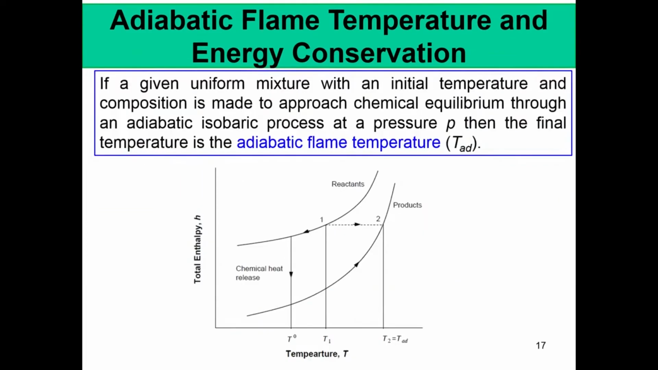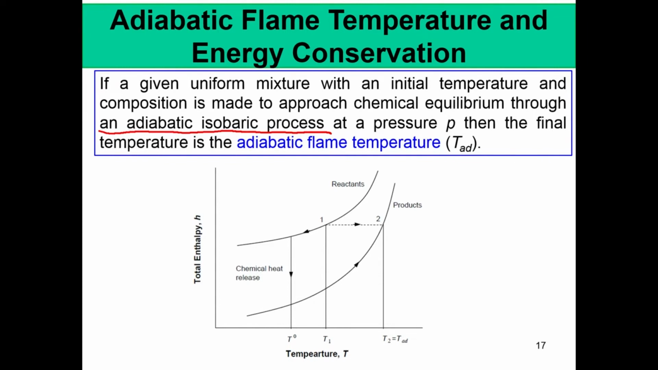Okay. So, formally it is defined like this: adiabatic flame temperature is, if you have a given uniform mixture with an initial temperature and composition that is made to approach chemical equilibrium through an adiabatic isobaric process. Adiabatic process because there is no heat entering into the control volume, into the system that I was talking about. Isobaric means constant pressure, okay, at a pressure P, then the final temperature is the adiabatic flame temperature Tad.